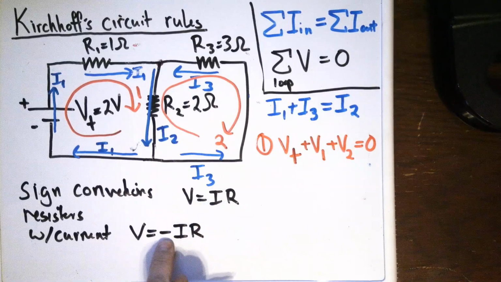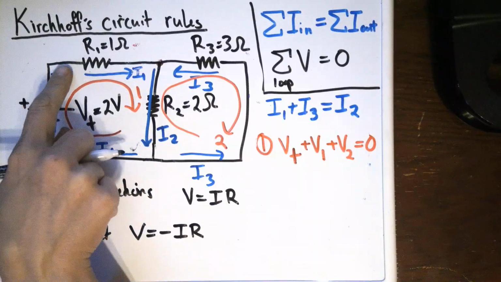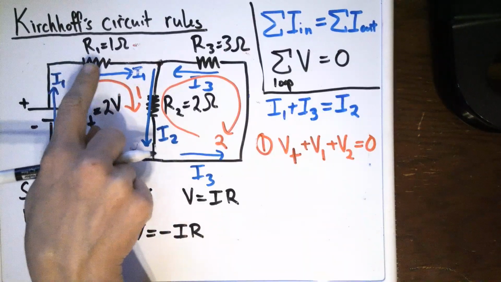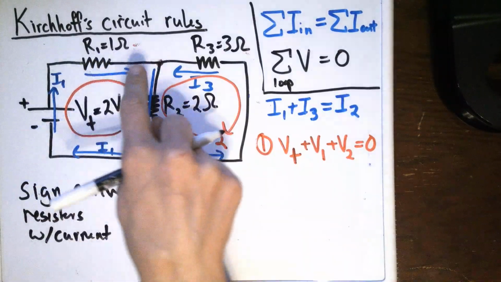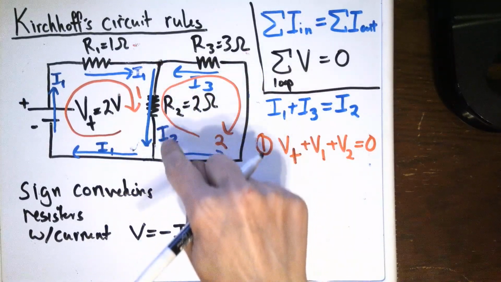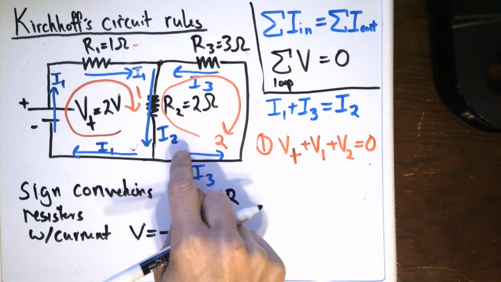So you're going to lose voltage. Let's take a look at what I did on voltage 1. When I went across resistor 1, I went in the direction my current was, so I lost voltage as I went across this resistor. As I went across resistor 2, my loop went down here, and my current's also going down. So I'm going to lose voltage here, and it's going to be a voltage drop.